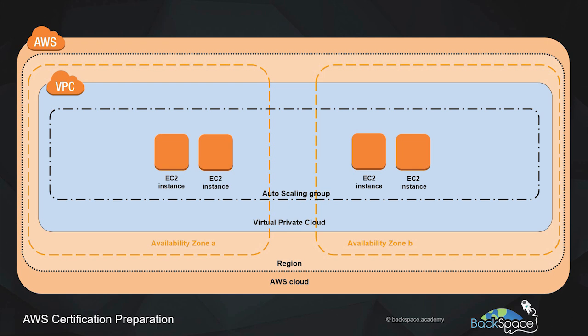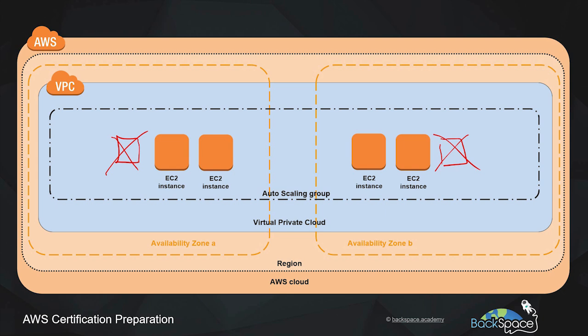So if demand on one of those instances or a group of instances increases, the auto-scaling group will add instances to accommodate that. And vice versa. If the demand goes down, we will reduce our number of EC2 instances. And that allows for elasticity in our design.